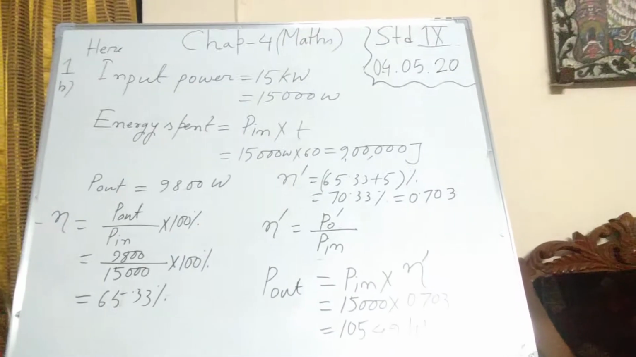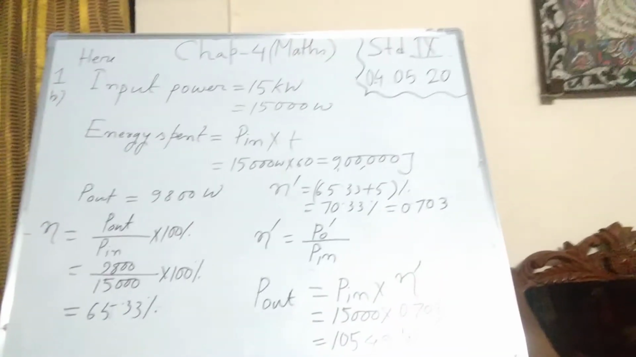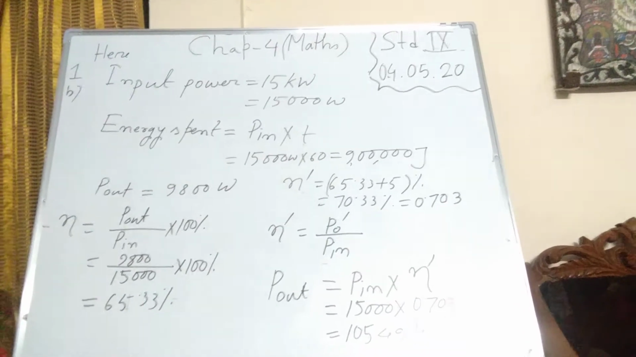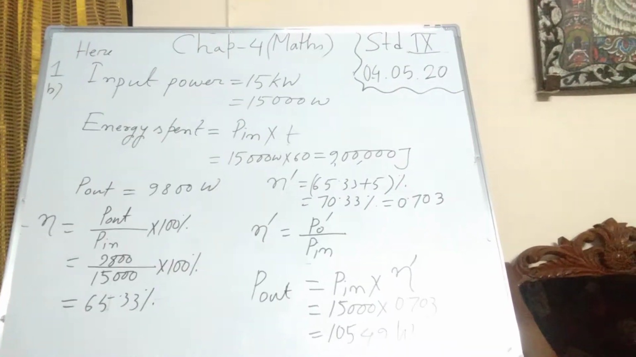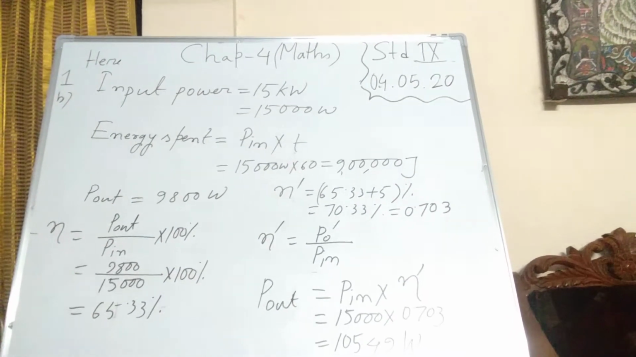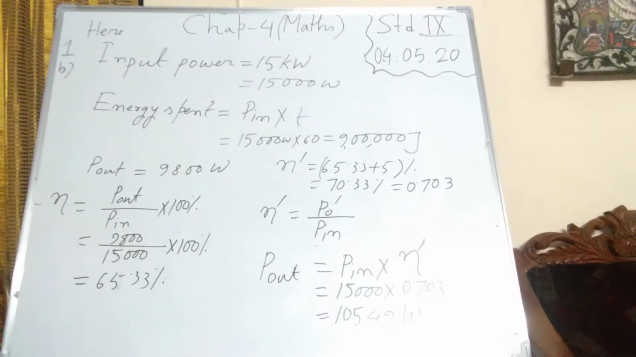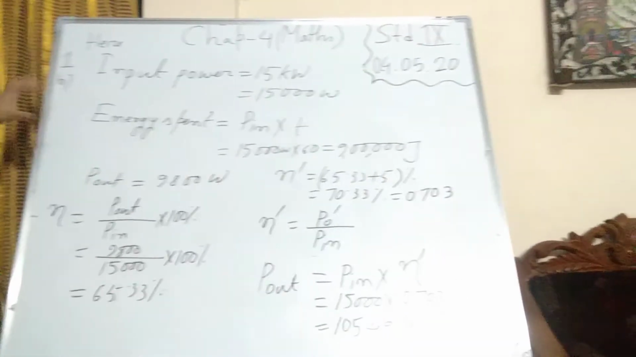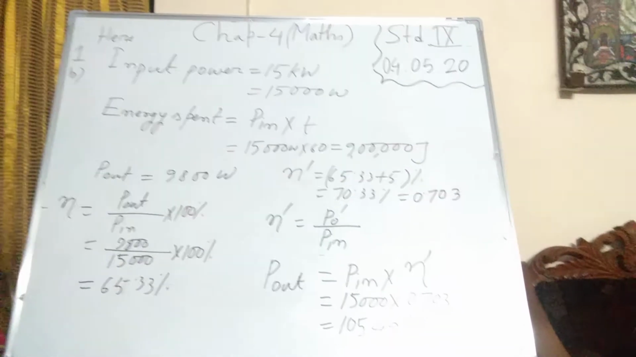That means the motor can perform the work in less time, and also the effective power of the motor will be more. If the efficiency of any engine is more, that means the engine can perform the work in less time. So we have to find out the time also. In the first case, the time is given, that is 1 minute, that is 60 seconds.